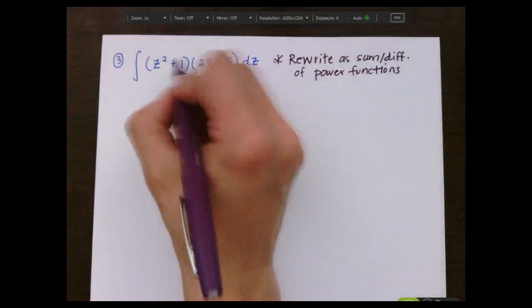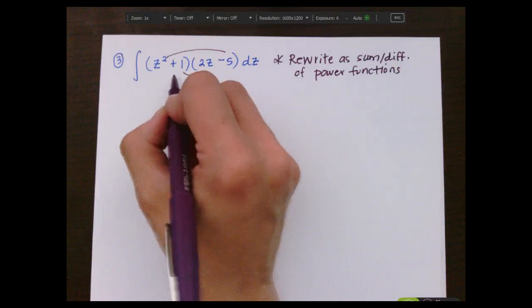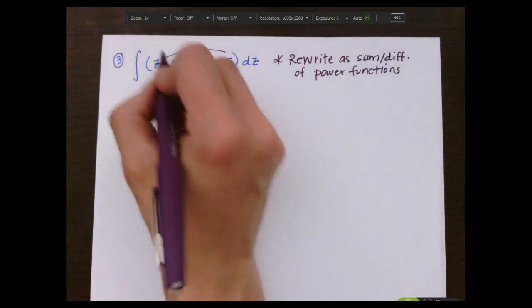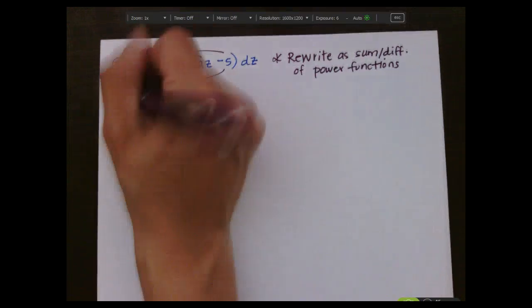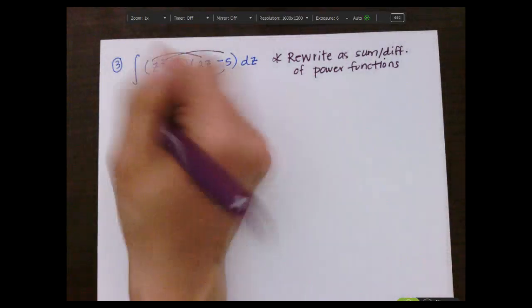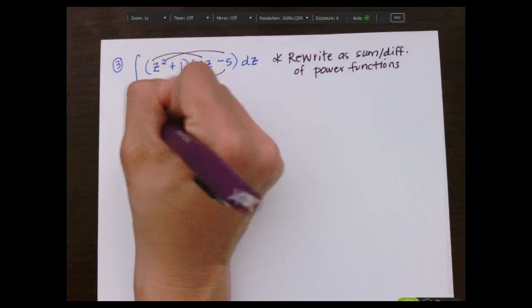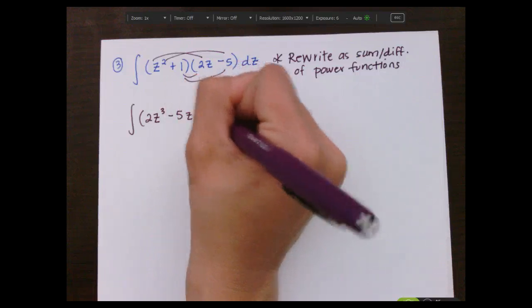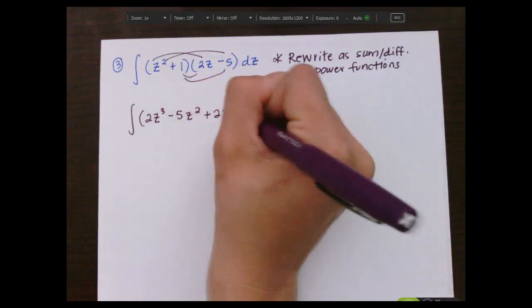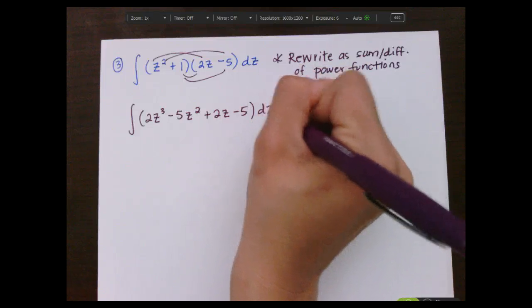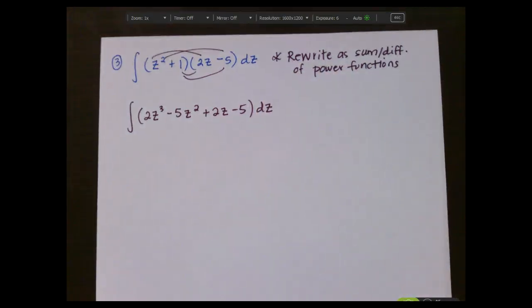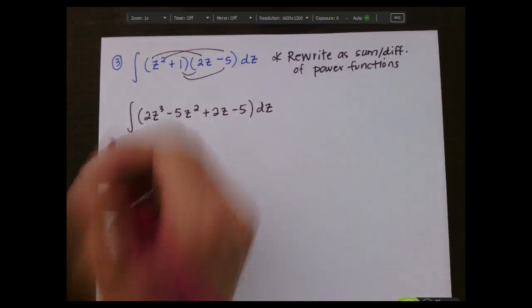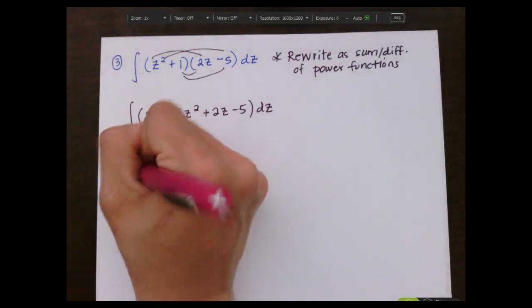So what I want to do is FOIL this out. And so that'll give me 2z cubed minus 5z squared plus 2z minus 5. Now I no longer have products, but I have sum and differences of every term. So let's just use that constant multiple rule and that sum and difference rule and write out each term.